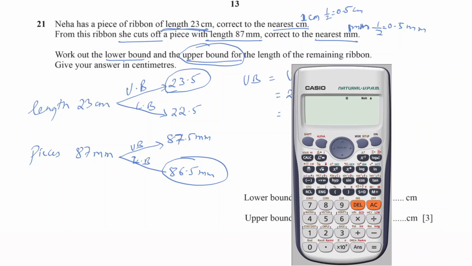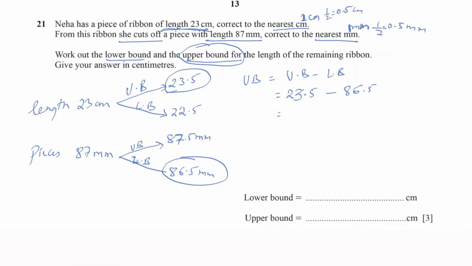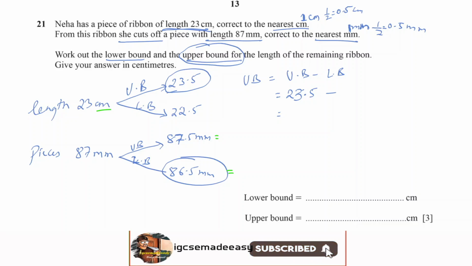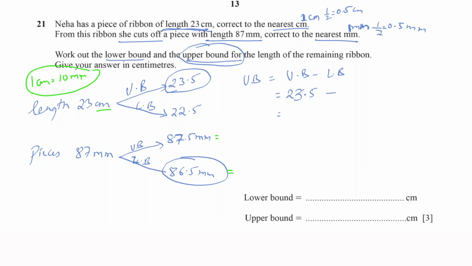So I have to subtract, take out the calculator. One more thing we have to keep in mind, that is, because this 86.5 is in millimeter, let's first convert this into centimeter, right? Because 87.5 is also in millimeter and 86.5 is also in millimeter. We have to convert first into centimeter because everything else is in centimeter, right? We cannot subtract centimeter with millimeter. So let's convert. You know that 1 centimeter equals 10 millimeter, right? So we have to divide 87.5 by 10.